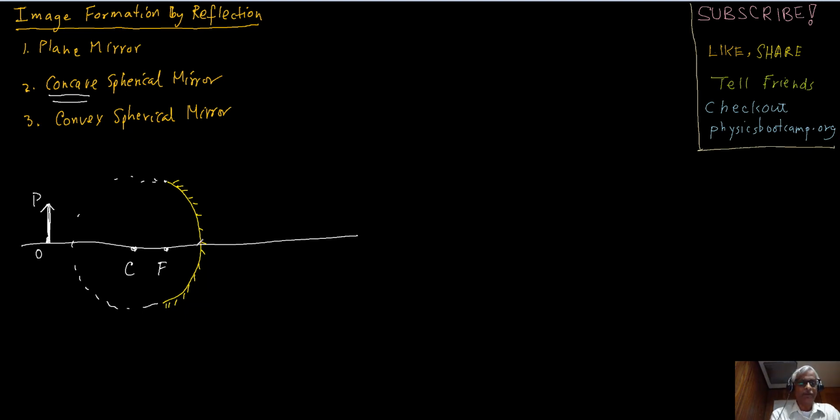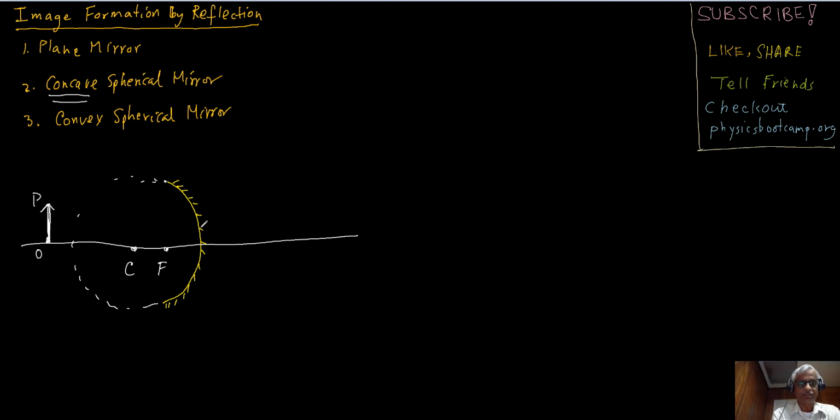So here, this is the center of this sphere. I'm just drawing a cross section, so it's just 2-dimensional, but the whole thing is 3-dimensional, like a cup, a ball, and the reflecting surface is the inside of the ball.